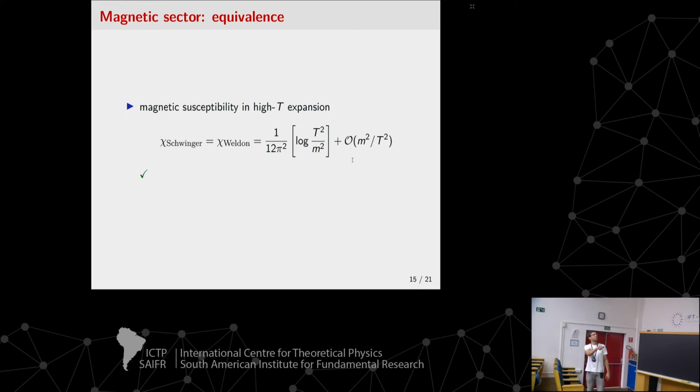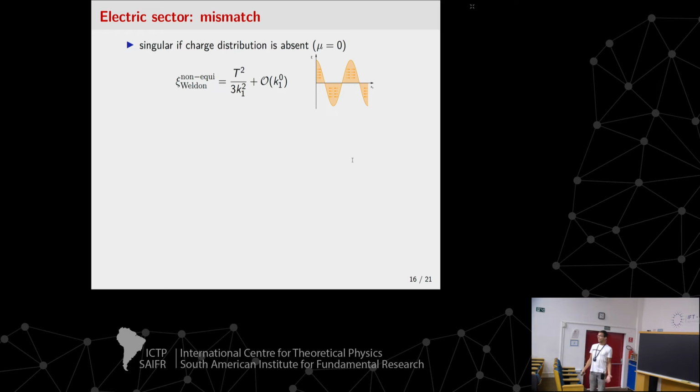Some of you will recognize this immediately. This is a beta function coefficient of QED. This is logarithmic dependence on the temperature. And it's a high temperature expansion of this thing. Let's do the same for the electric field. Very good. I'm approaching the end.